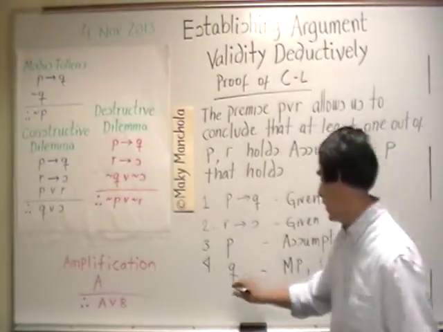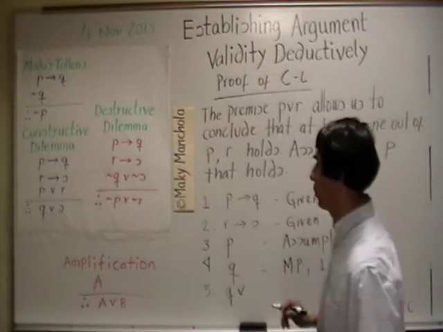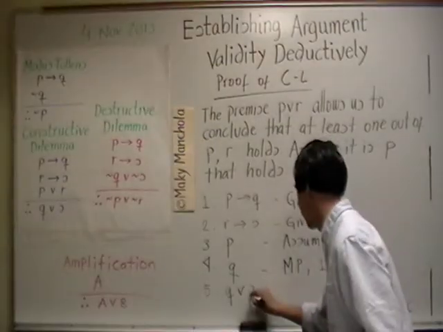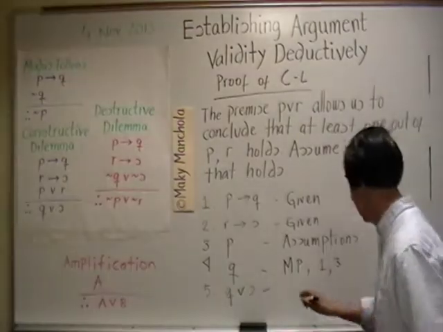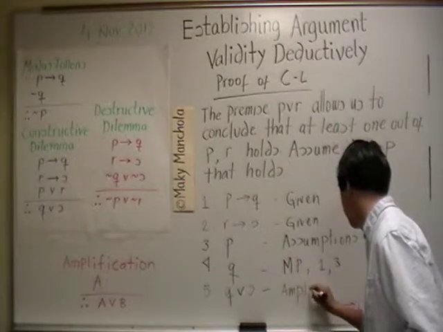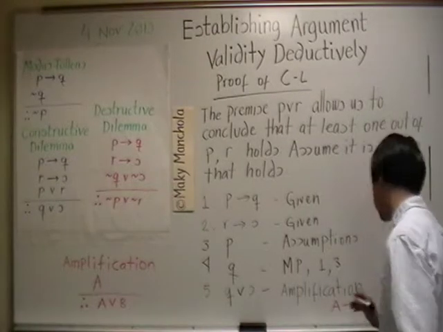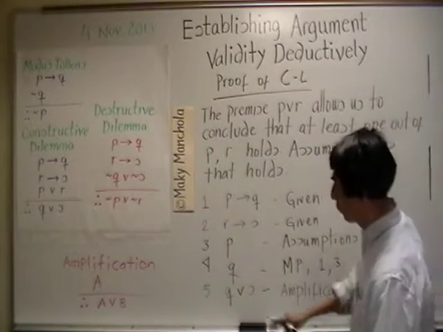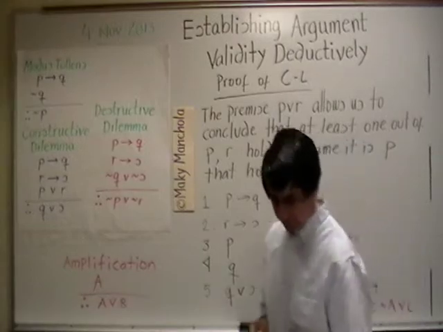So in this case, we will say that we get Q or something else. Well, the something else we're interested in is S, so let's write it. Q or S. Reason, the inference rule of amplification. Where did we apply it? In step 4.